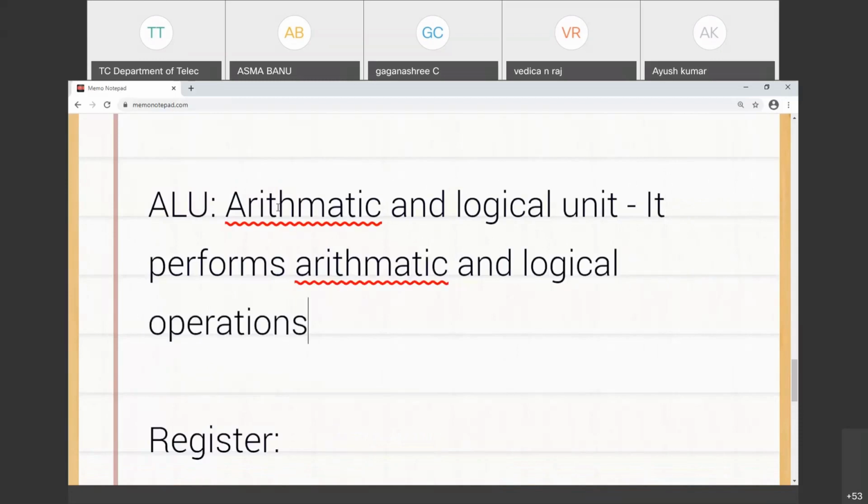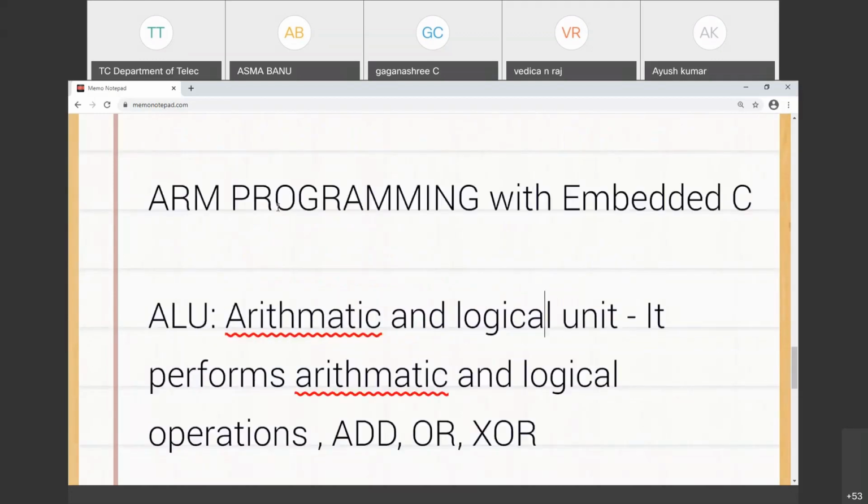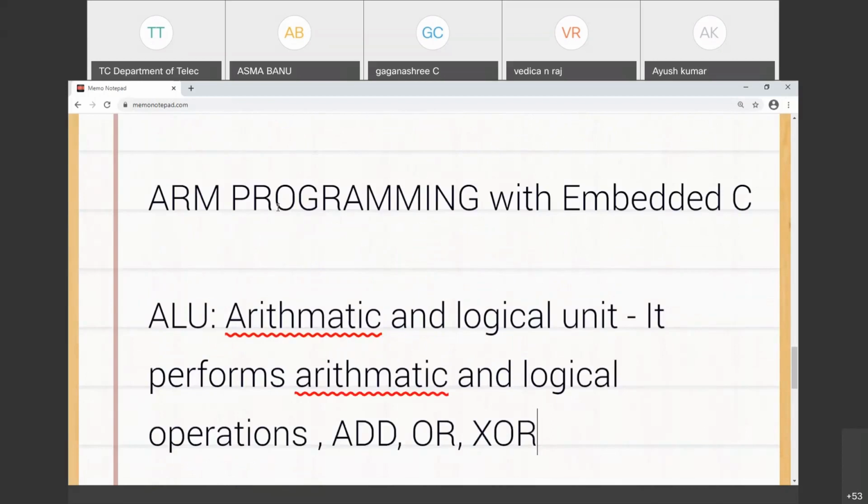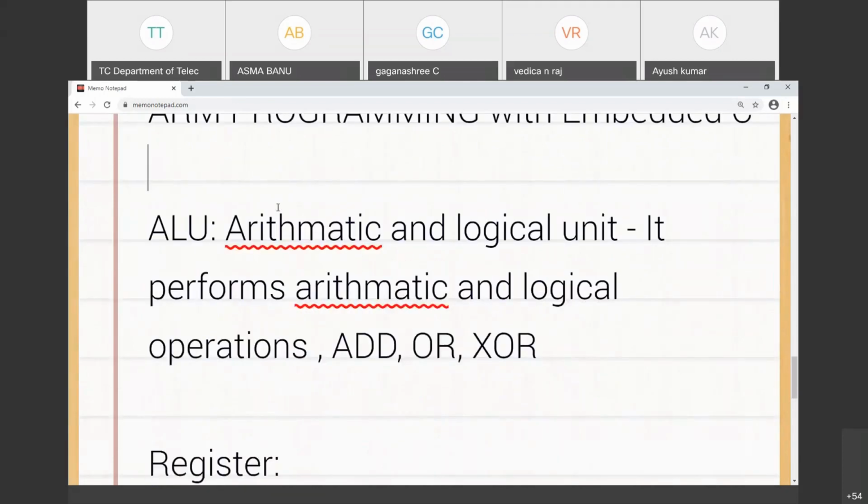For example, let's say add or XOR. The operations carried out by this arithmetic logic unit, the most important part of any microprocessor or microcontroller, include arithmetic operations like addition, and ORing, XORing operations. If these operations are handled by a particular unit, such a unit is called an arithmetic logic unit. Please remember this unit is made up of digital circuits. You know what a half adder, full adder, AND gate, OR gate, XOR gate are. Everything together forms an ALU. That's a very simple idea. So ALU is the basic part of our microprocessor.